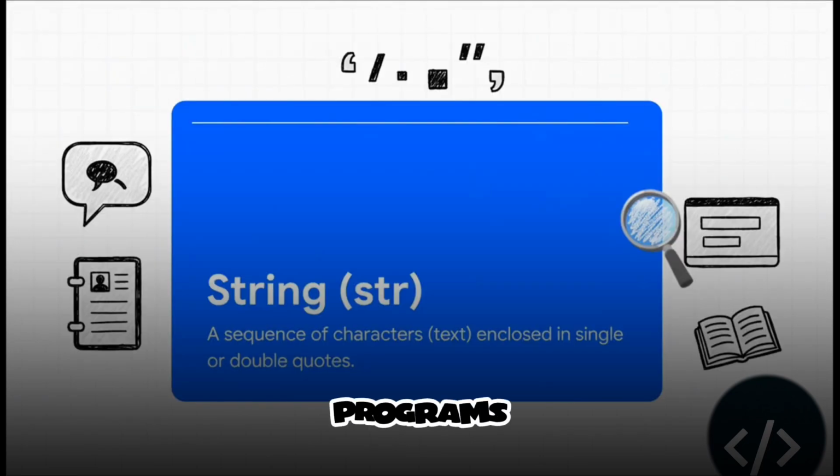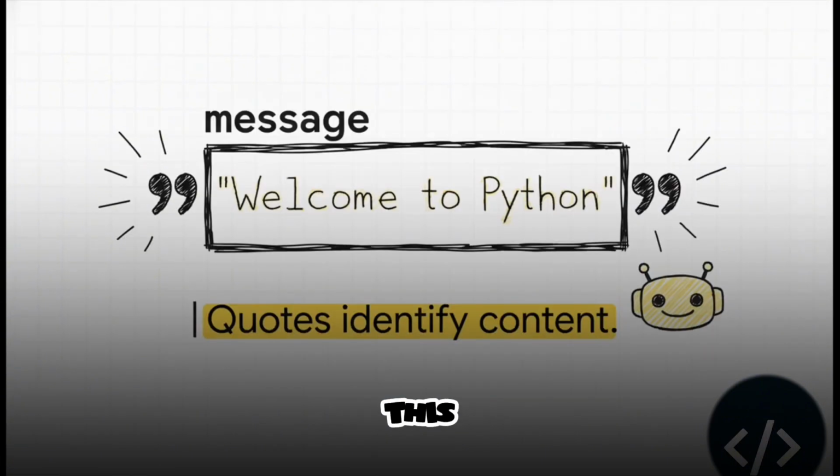Now, of course, programs don't just deal with numbers. To handle any kind of text, we use what's called a string. A string is just a bunch of characters, letters, numbers, symbols, whatever, all wrapped up inside quote marks. Think usernames, messages, titles, they're all strings. Just like this. We've created a variable called message and stored the sentence "Welcome to Python" inside of it. And those quote marks, they're super important. They're the signal that tells Python, hey, treat everything in here as plain old text.